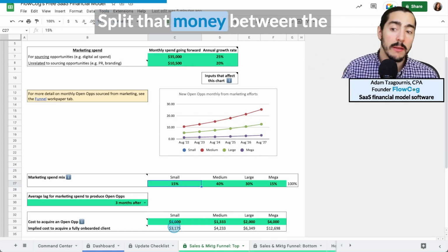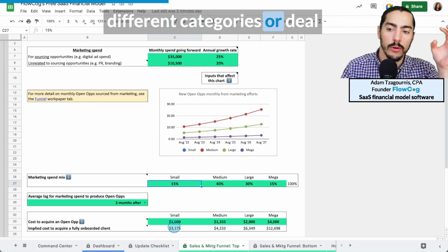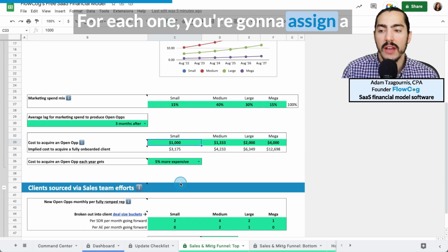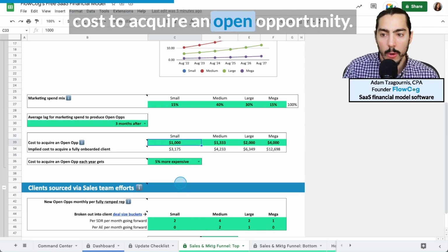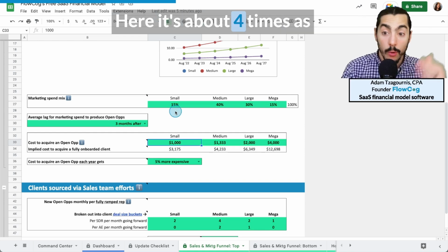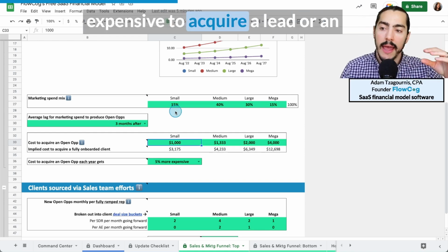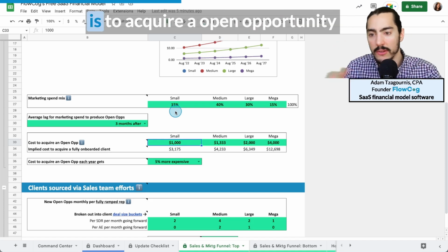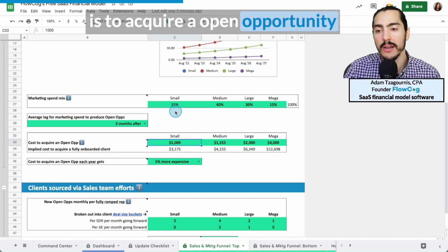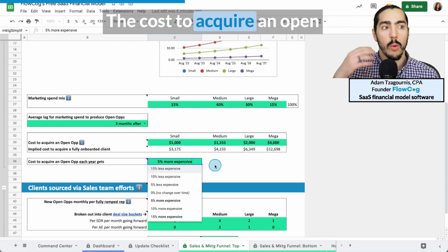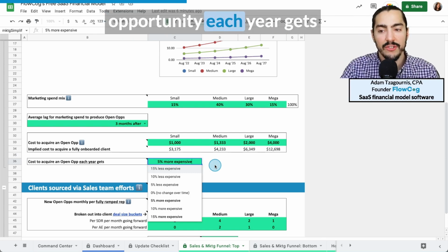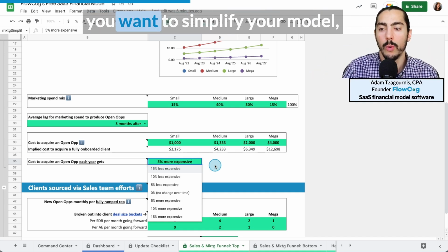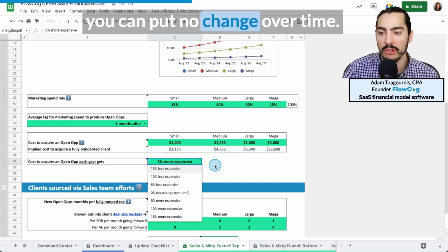Split that money between the different categories or deal size buckets, market segments, whatever you want to call them. For each one, you're going to assign a cost to acquire an open opportunity. Here, it's about 4 times as expensive to acquire a lead or an open opportunity that's at the higher end of the market than it is to acquire an open opportunity at the lower end of the market. The cost to acquire an open opportunity each year gets either more or less expensive. Of course, if you don't know or you want to simplify your model, you can put no change over time.